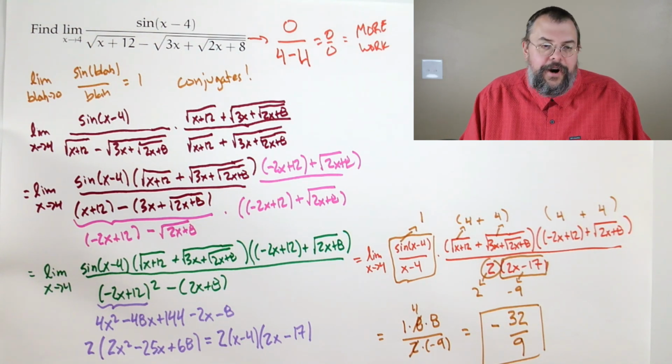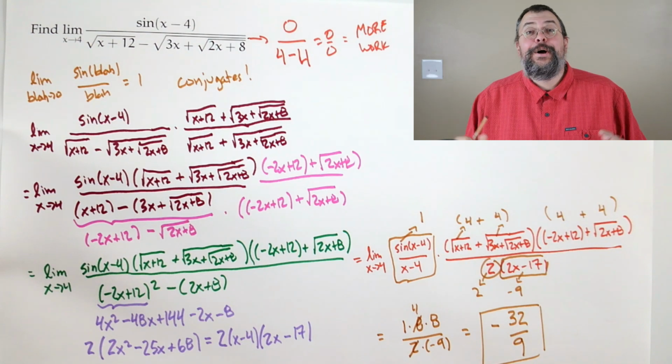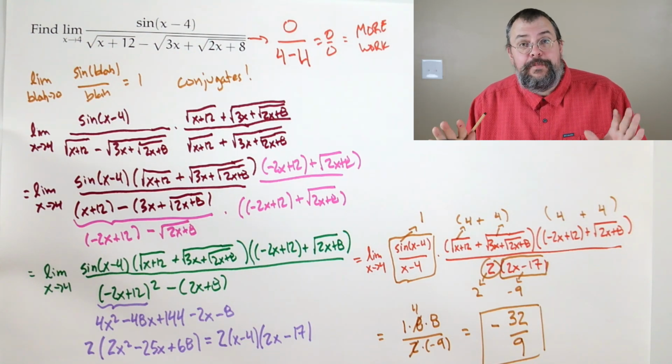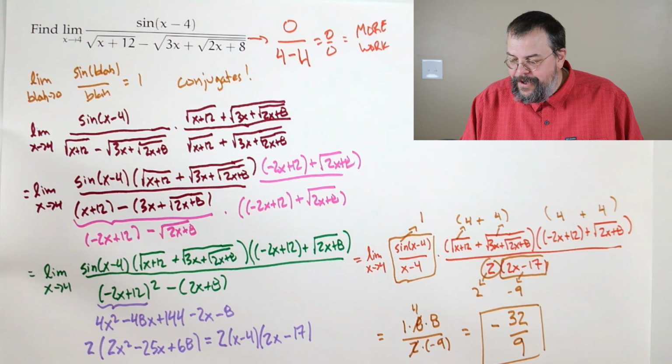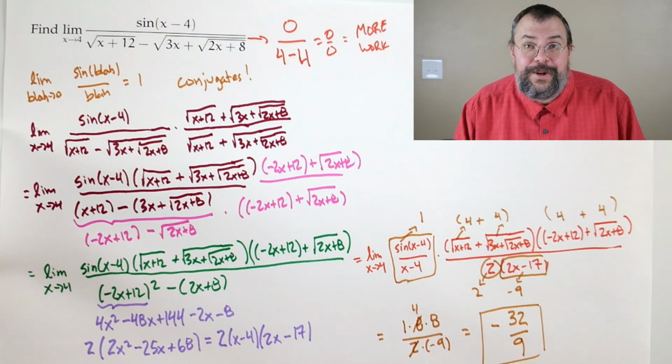We would not have guessed negative 32 ninths. But we were patient, and our patience paid off. All right. That's a good one. That's a good one. Well, hopefully we get some more good ones in the future too.